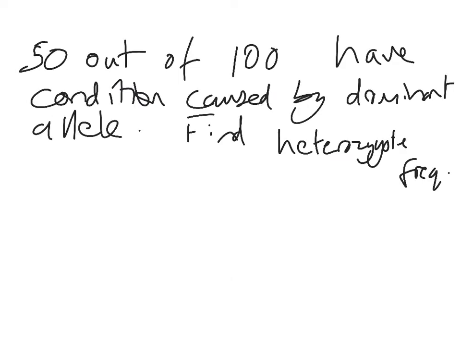More often a question will be something like this. So 50 out of 100 have a condition caused by a dominant allele. Find the heterozygote frequency. So if you could have a go at this, please. So pause the video, I'll go through it in a second.